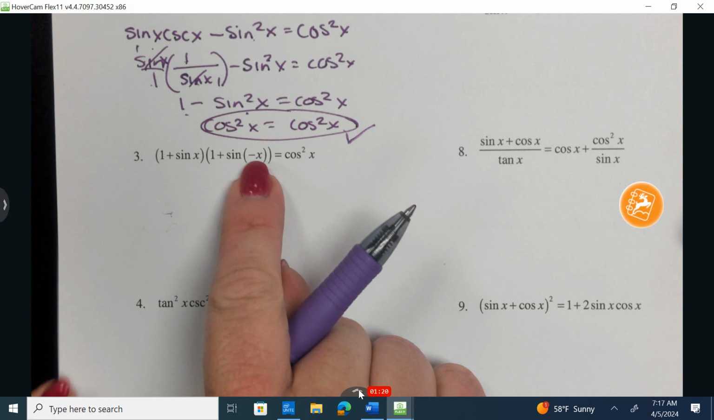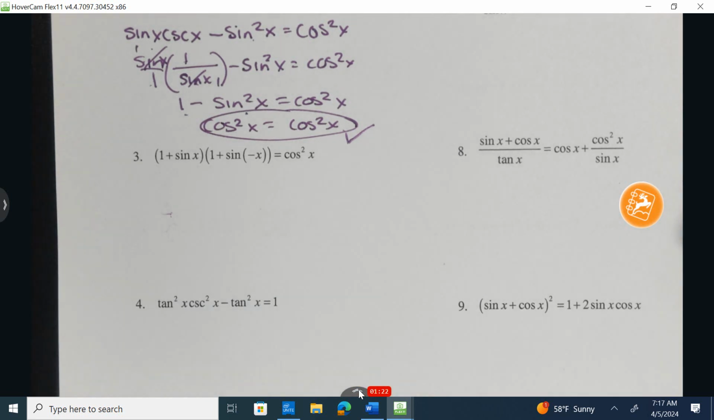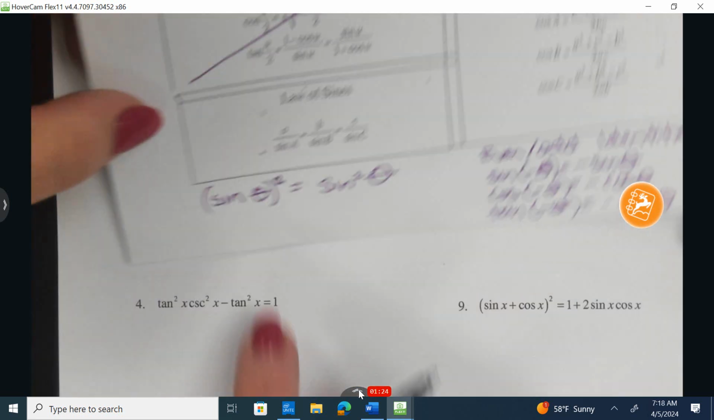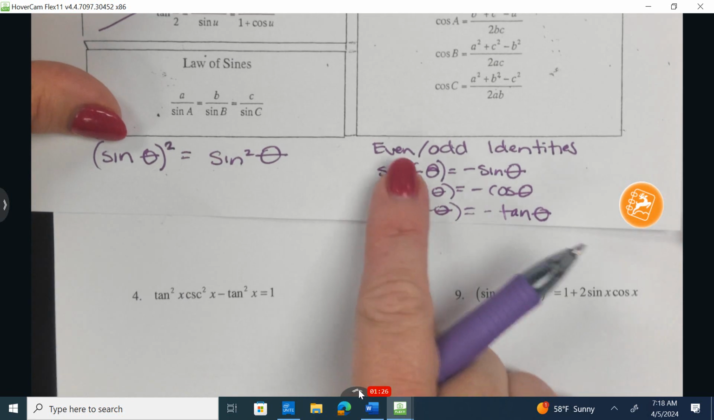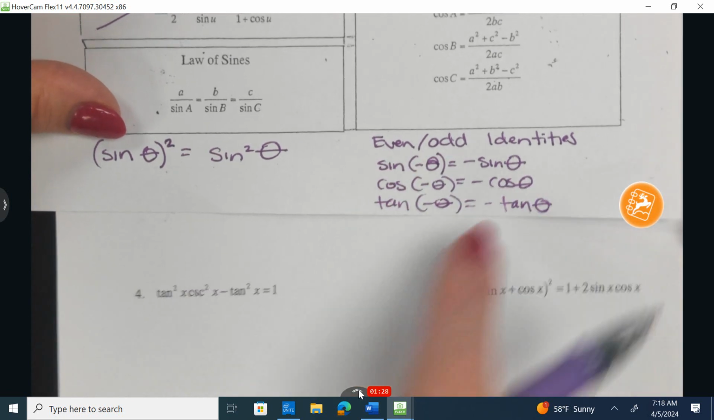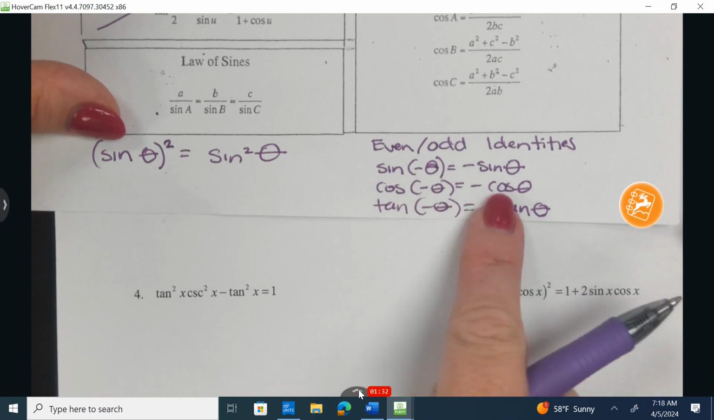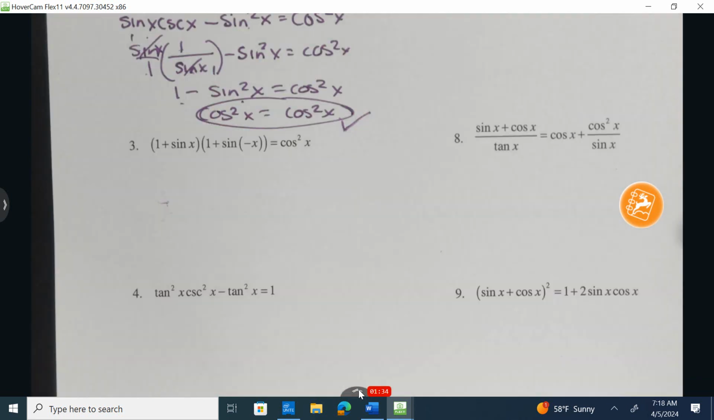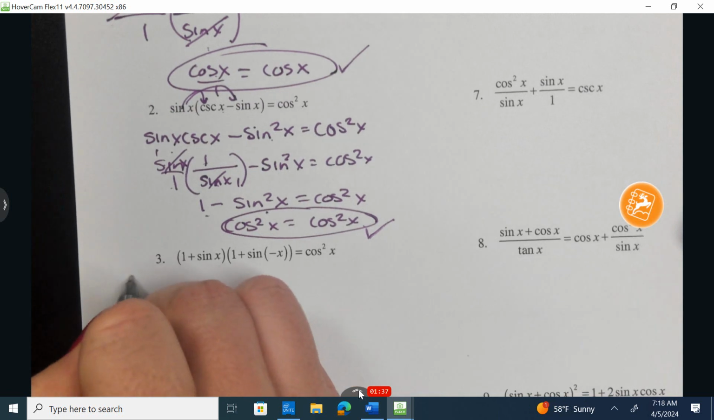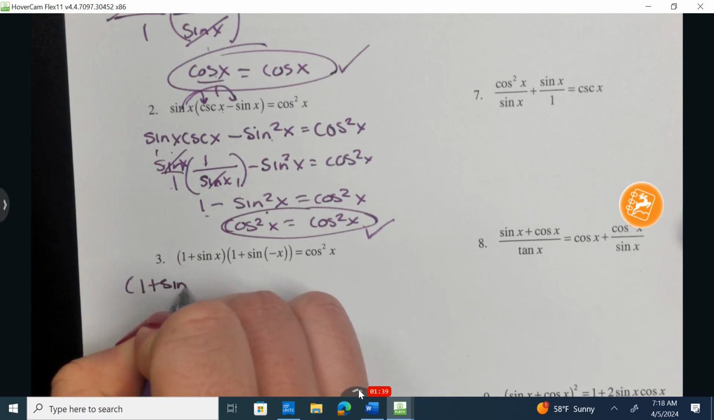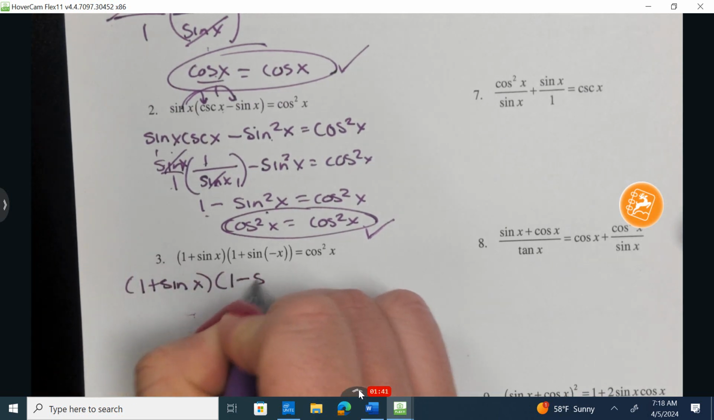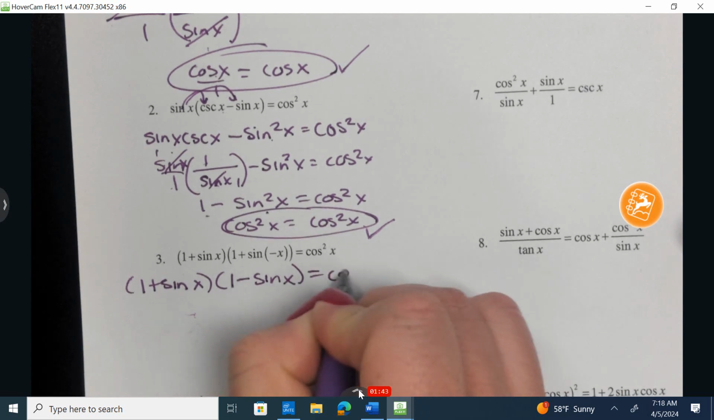Let's look at number 3. Now, this is what I taught you at the very beginning of class, if you're watching the video. For number 3, please apply the new even and odd identity. So I have 1 plus the sine of x and 1 minus the sine of x equals cosine squared x.